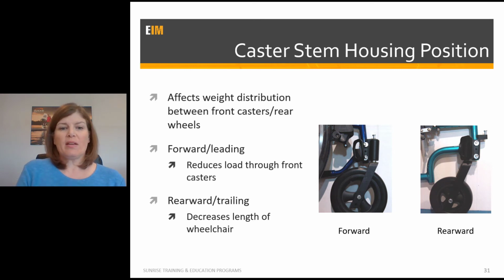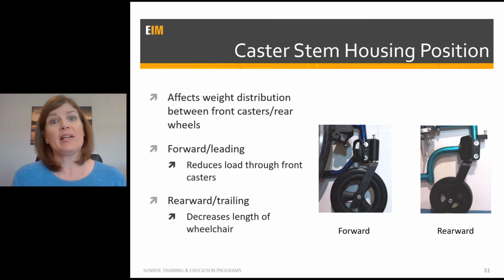So when my caster stem housing is in a more forward or leading position, this is going to reduce the loading that goes through those front casters. So it's taking some of the weight off those front casters and redirecting it to the rear wheels. What this means, though, is that I also have a longer wheelbase. So I'm thinking about that when I'm thinking about maneuverability in environments.